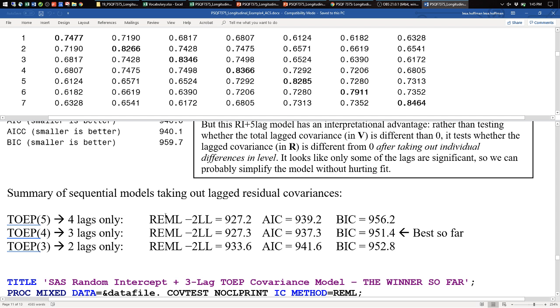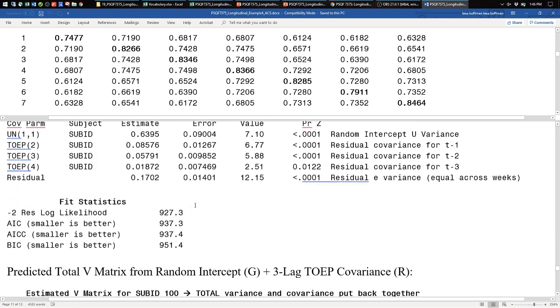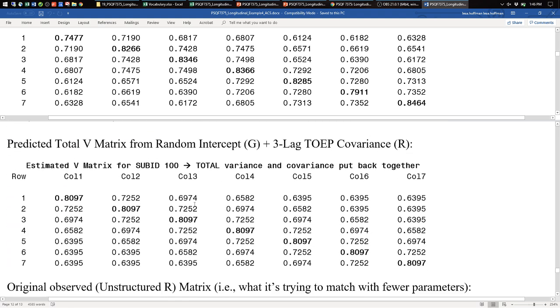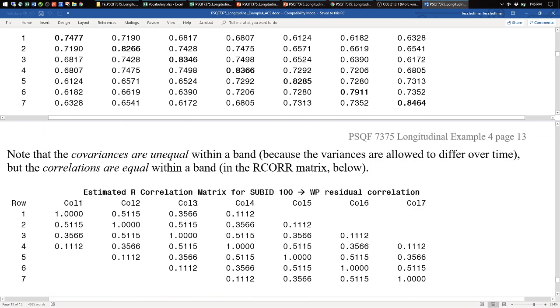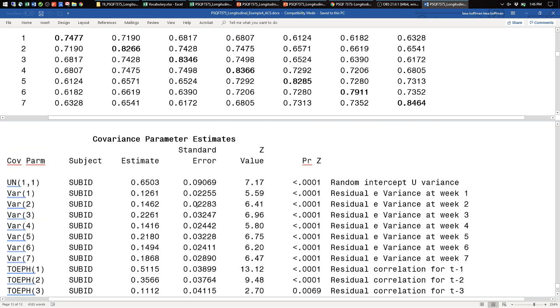So I fit subsequent models, then removing these latter bands of residual correlation, and came up with it looking like we need a residual correlation for 3 lags out, but not after that. And then tested whether or not it needed to be heterogeneous in terms of its residual variance, and ended up deciding that it did, yes. And that was the end of the story.